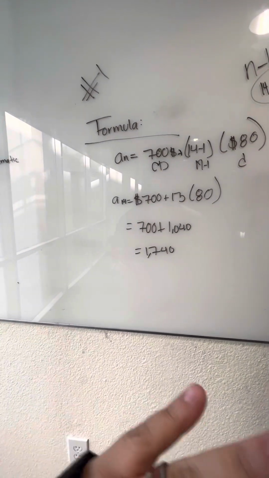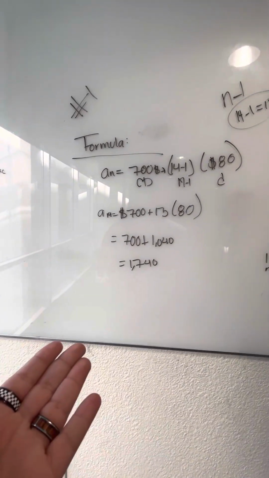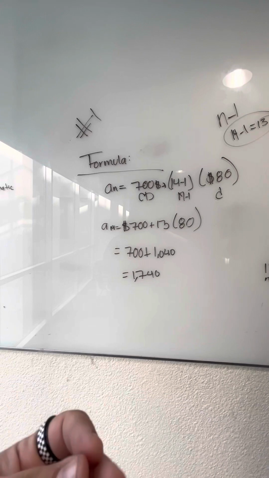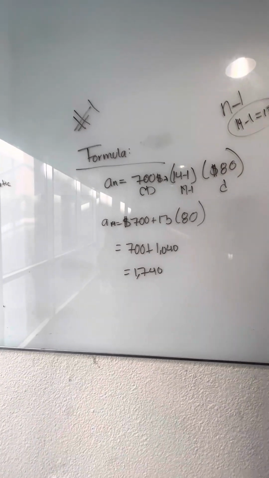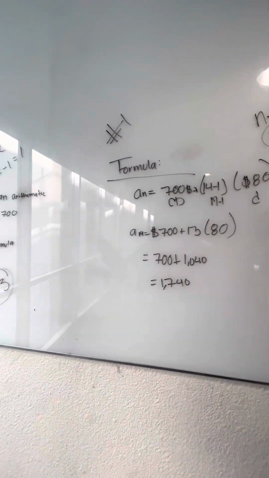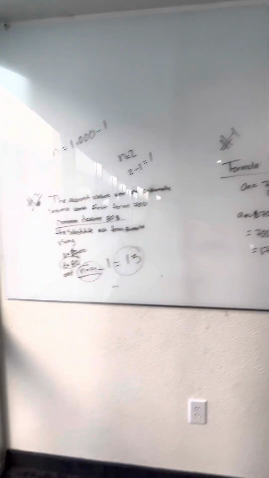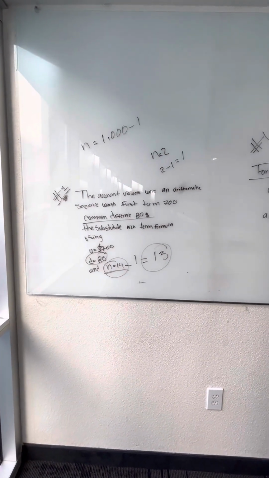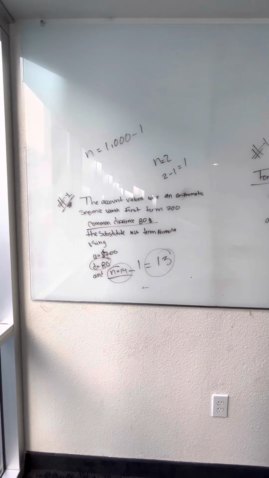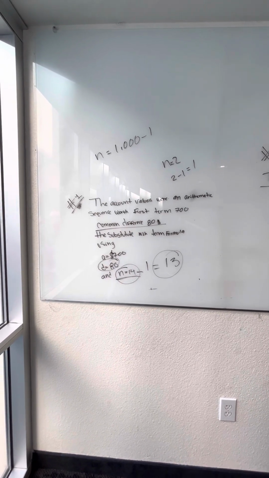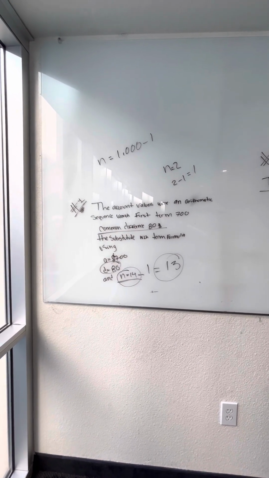So we're gonna do this so much more simply. For those of you that are like me and hate formulas, I found a way to just do this quick, simple, plug in information and go. So we're gonna reread the problem. The account values were an arithmetic sequence with first term 700, common difference 80, and n equals 14.